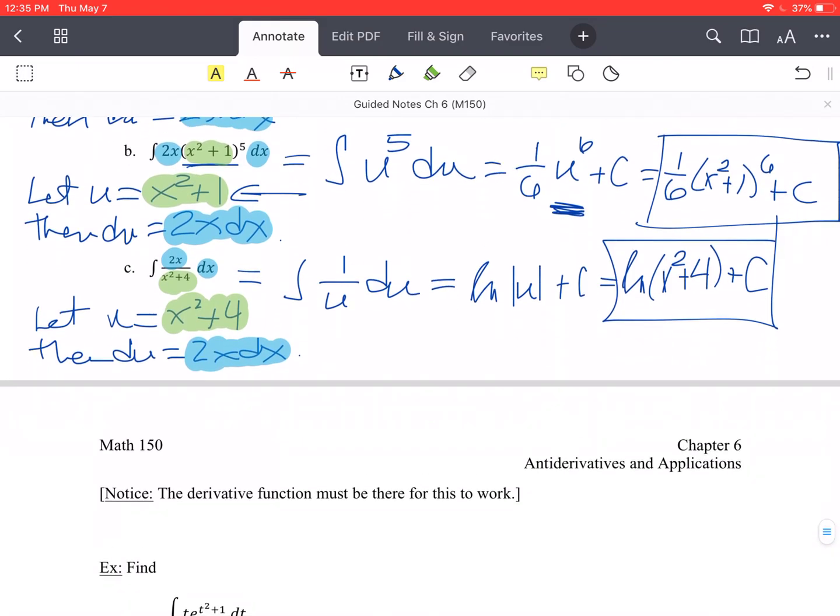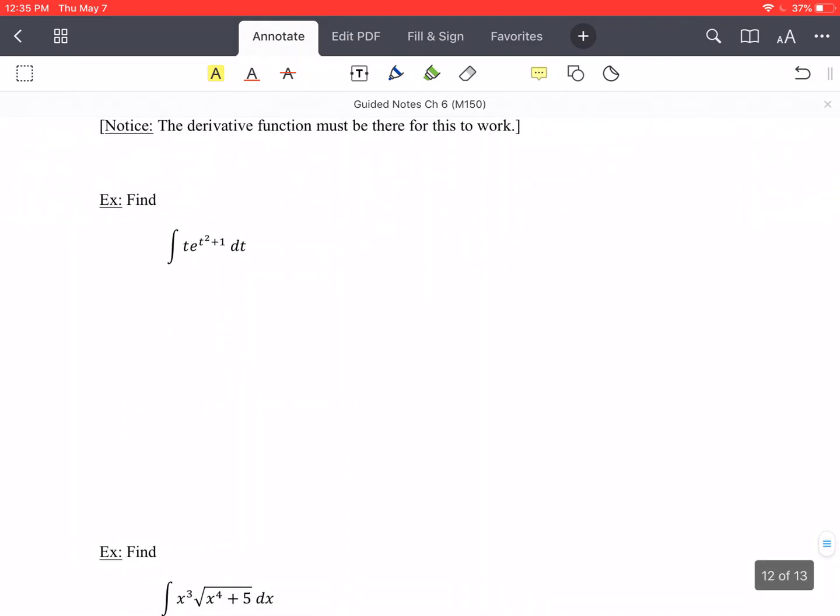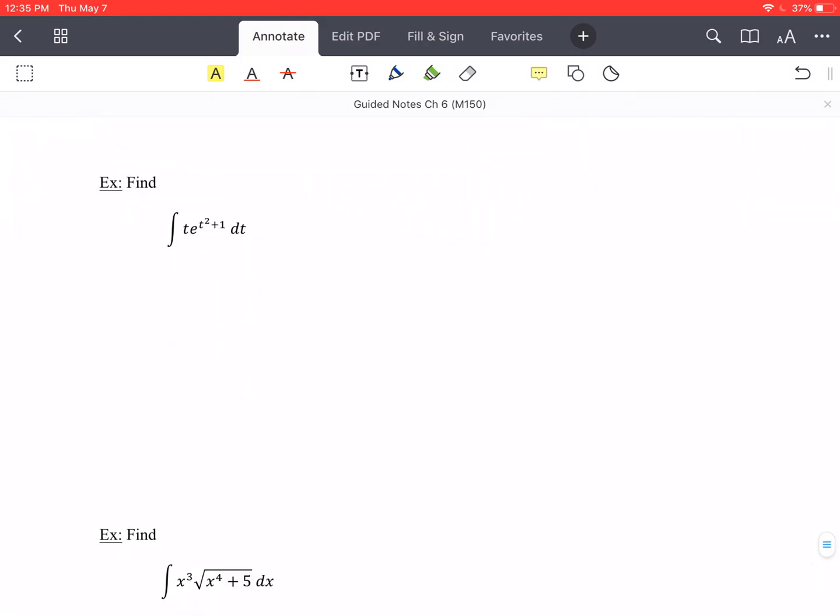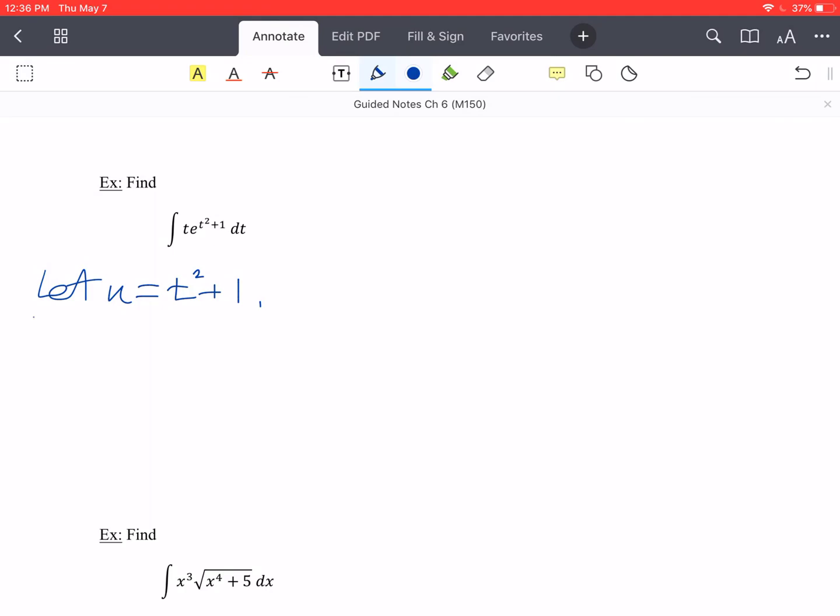Okay, so let's look at some more examples here. Find the integral of t e to the t squared plus 1. So we need to identify the u value so that we can get our du value. I would say that function inside of the power on the e looks like a good candidate for the u value. And if we're wrong, we can always go back and try again. So let's take a shot at this one. Let u equal t squared plus 1. Then du is 2t dt.